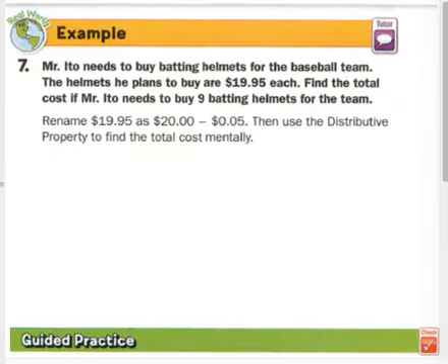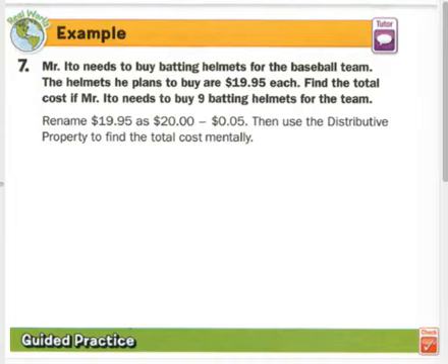All right, so for this last one, we're going to use the distributive property to help us do a problem that would seem difficult to do in our head, and we're going to do it in our head anyways by using the distributive property. All right, so let's take a look. It says Mr. Ito needs to buy batting helmets for the baseball team. The helmets he plans to buy are $19.95 each. Find the total cost if Mr. Ito needs to buy 9 batting helmets for the team.